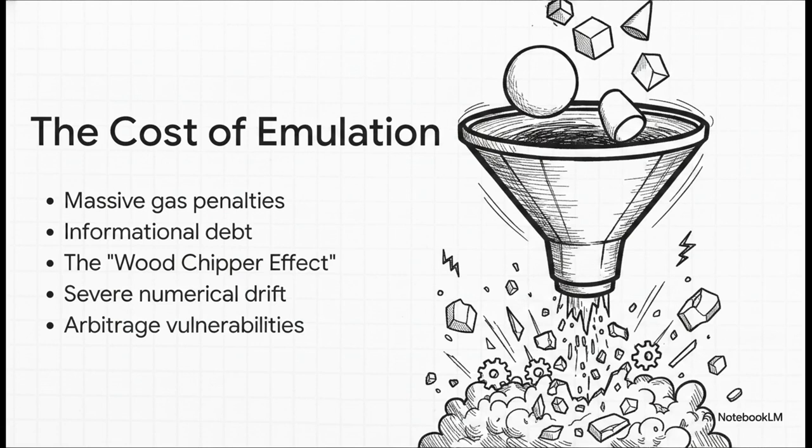The true cost of this emulation is what researchers refer to as informational debt, or the wood chipper effect. By scaling and guessing these trigonometric angles, you introduce permanent rounding errors. The protocol effectively becomes a giant data blender. And especially during times of high volatility, when panic trades are forcing the math across multiple ticks, this severe numerical drift leaves the liquidity pool highly vulnerable. It opens the door wide for arbitrage exploits and sandwich attacks, literally bleeding value directly from the everyday user.